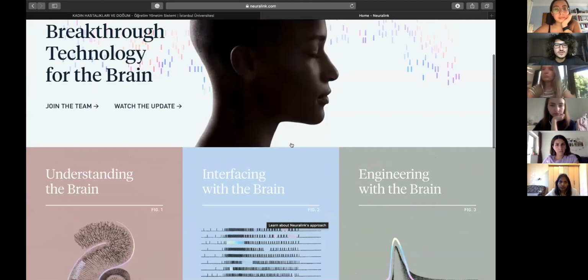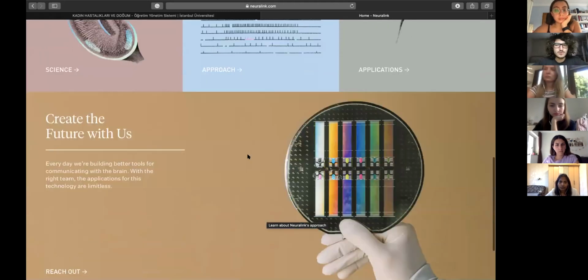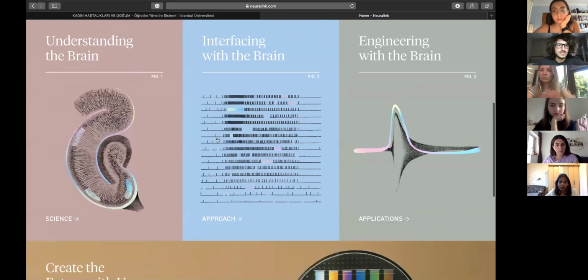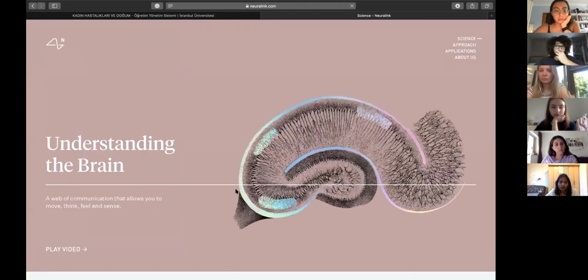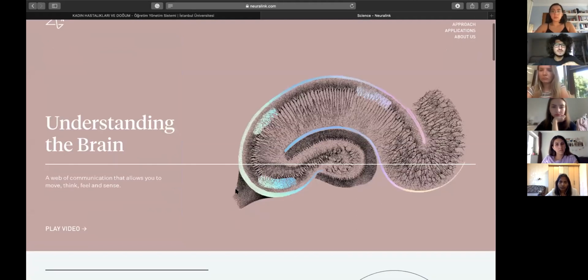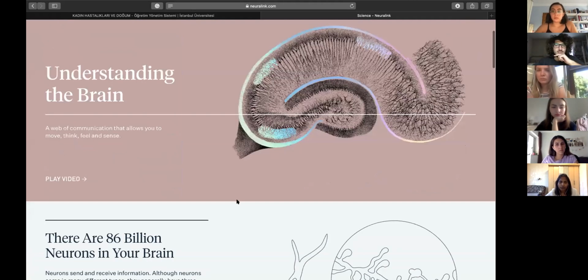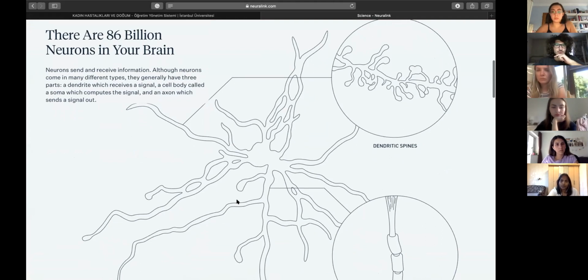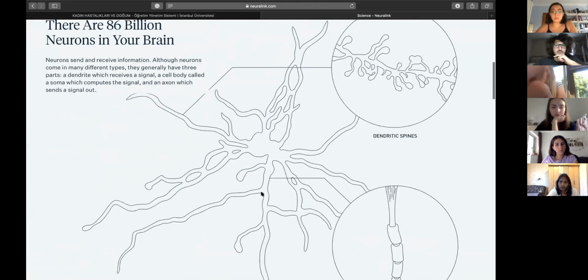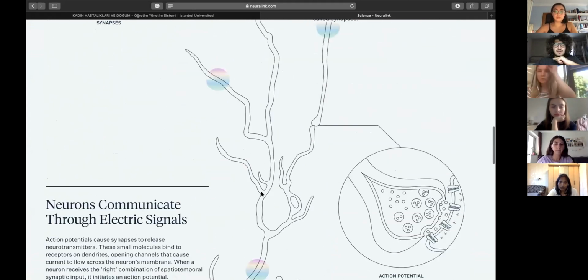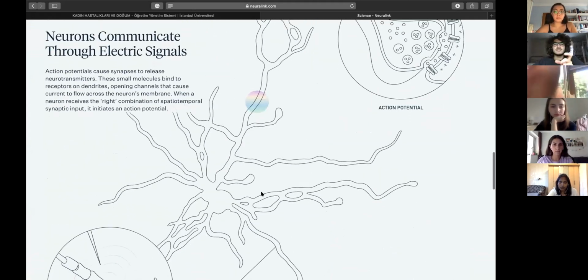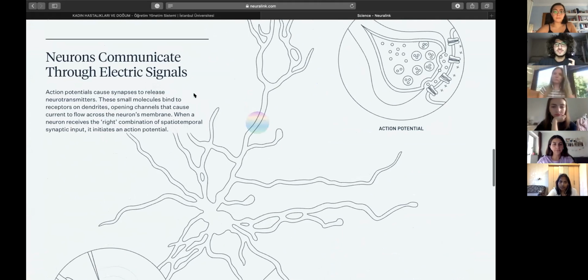So going into exploring the website of the Neuralink, let's first go to this part. As we all said, on their website they show the basic stuff that we already told you. And actually these things are really basic for medical students. But as you can see, they're basically going from neuroscience and the neurons communicating through electric signals. That part is important for us.